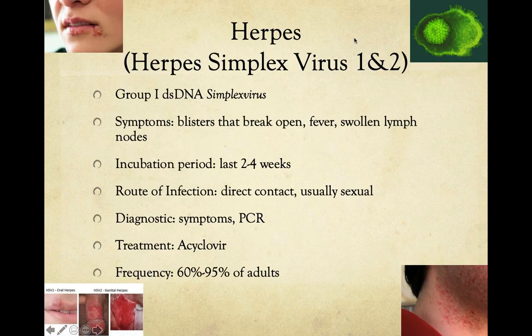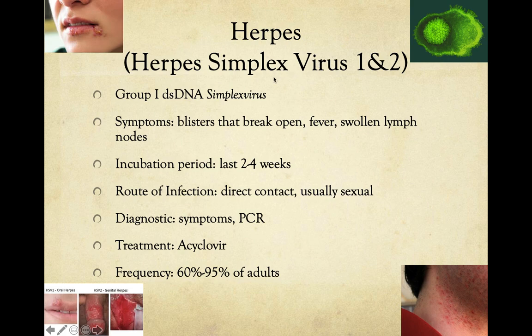Herpes simplex 1 and 2. Herpes simplex 1 traditionally causes cold sores. Herpes simplex 2 traditionally causes genital herpes. There are thousands of different strains of each of these, and all of the strains of herpes simplex cause a different disease, herpes.